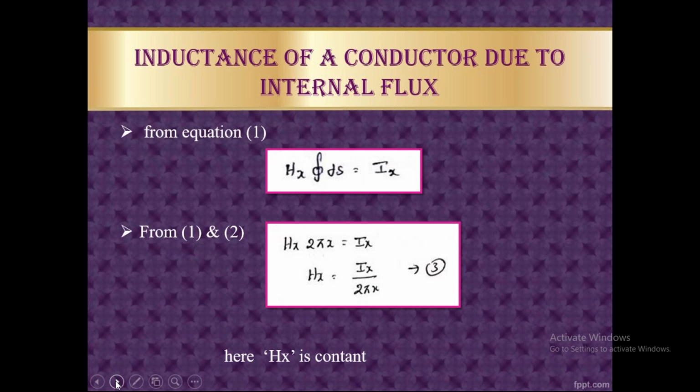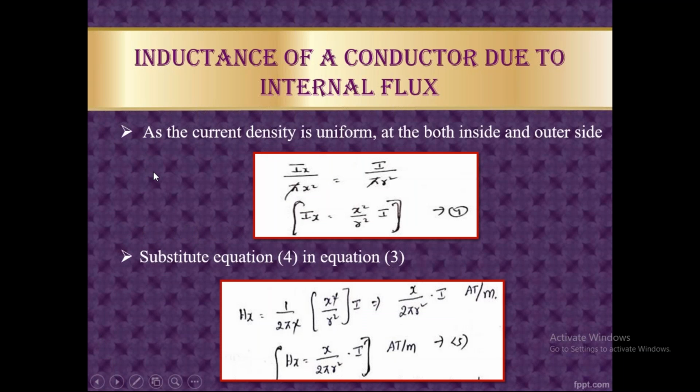I'm going to continue. Now see here, the current density is uniform both inside and outside. So up to now we derived the Hx equation, that is magnetic field intensity. Now we have to find the current density of the conductor. You know the relation, right? Density represents capacity. Suppose I take a vessel; based on its capacity we can fill the water. So it represents the density of the material. Similarly, based on the density of a conductor, it can allow the current through it.